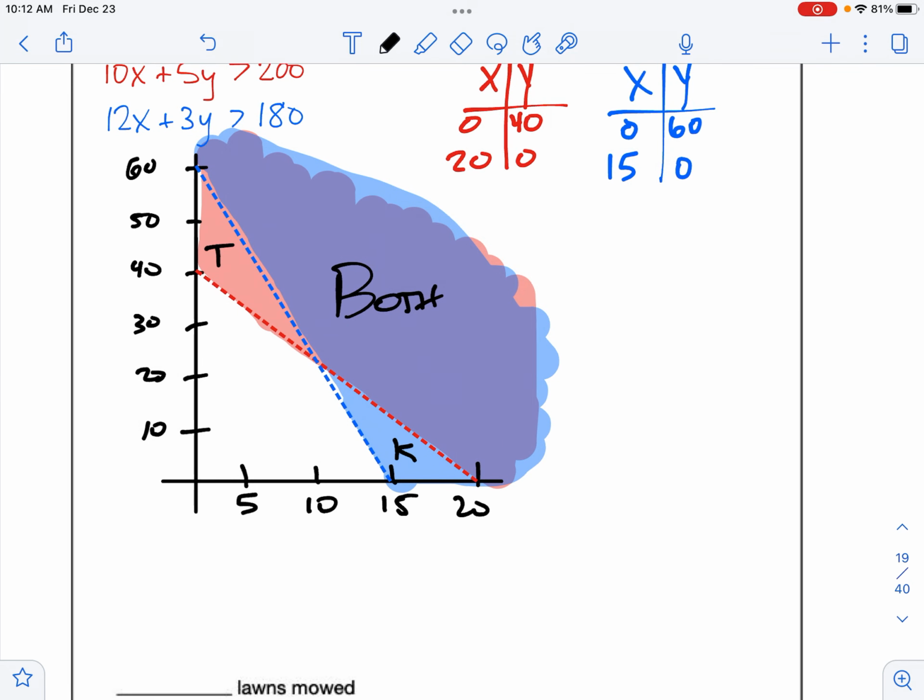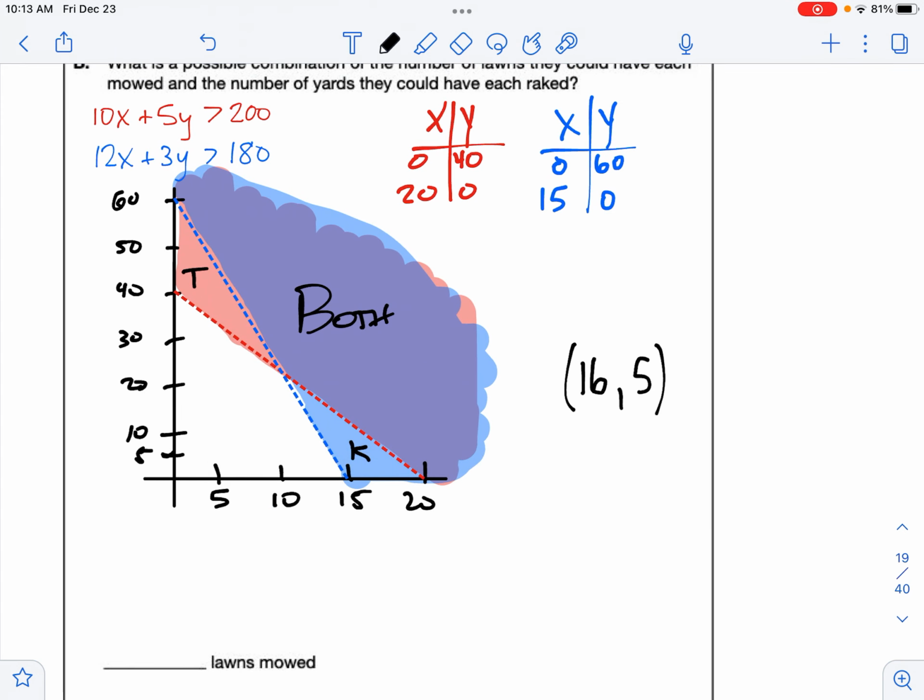It looks to me like if I went 5 for y, which would be raking, any number between 15 and 20 for x looks like could work. So let's just say 16. So 16 mowed lawns and 5 raked lawns should work. If you really want to be careful and double check this, then you would plug that in for each of those inequalities.